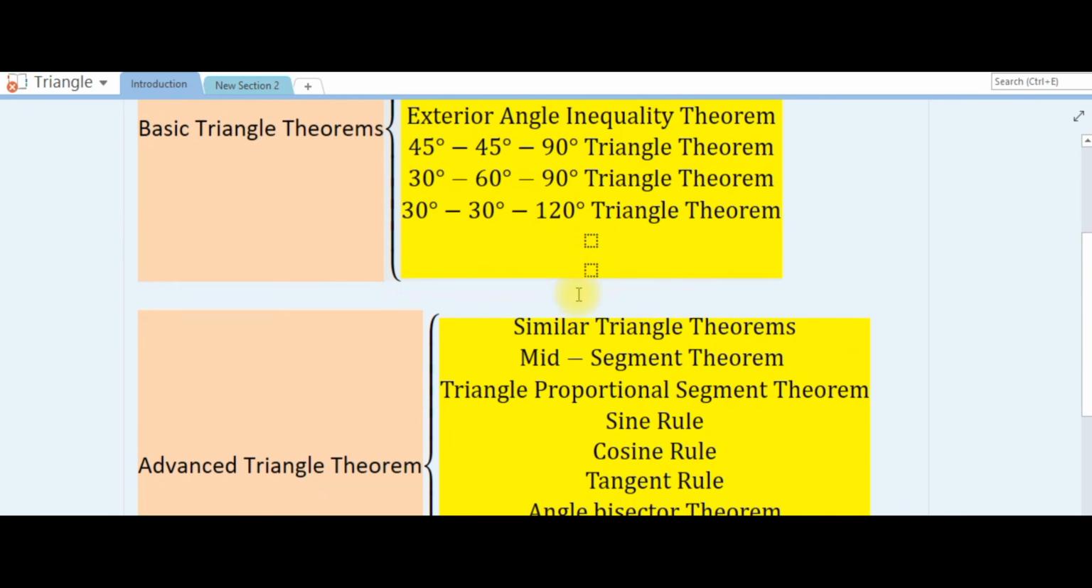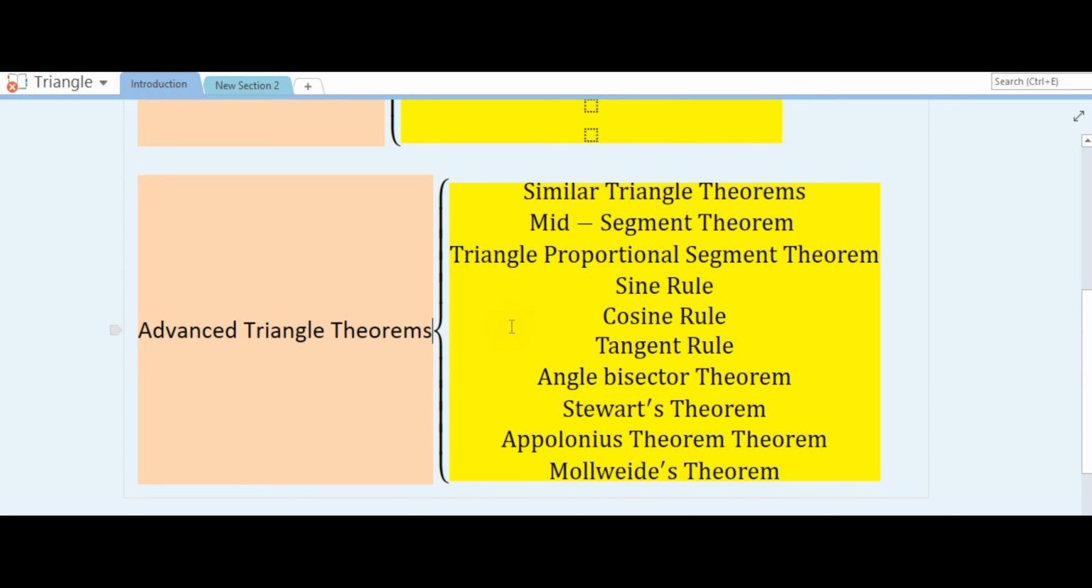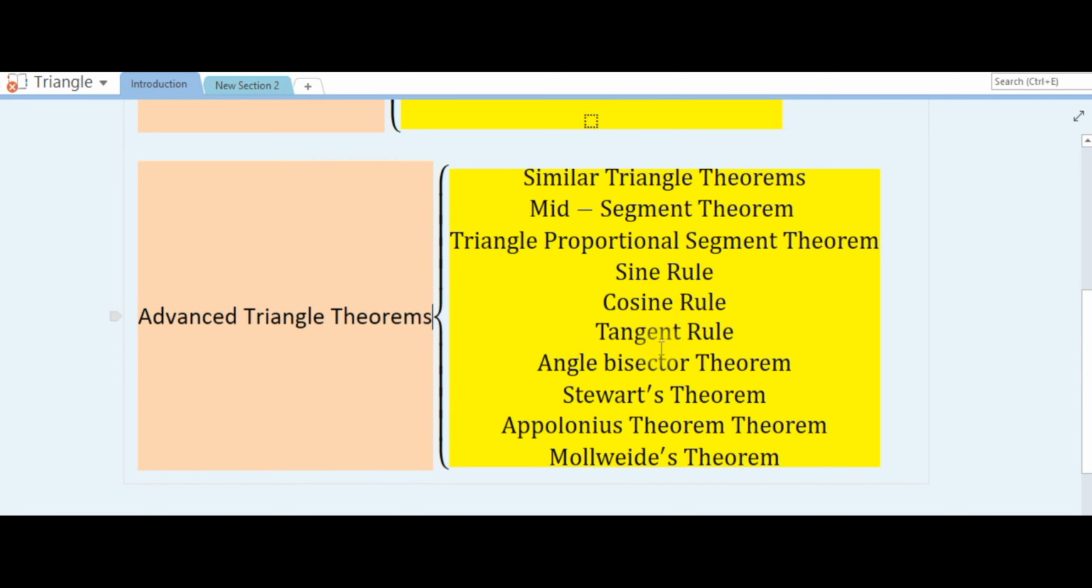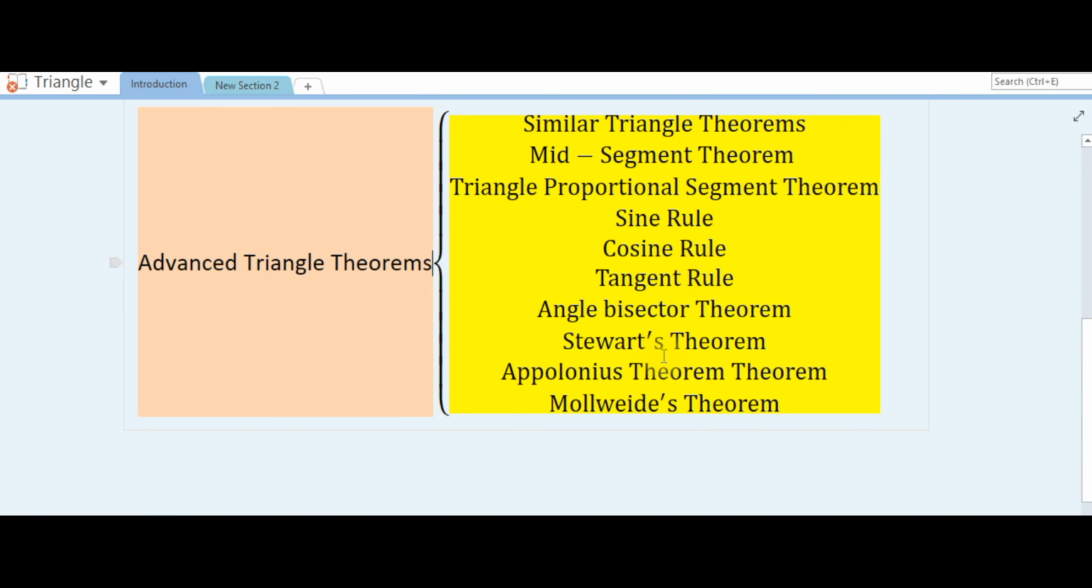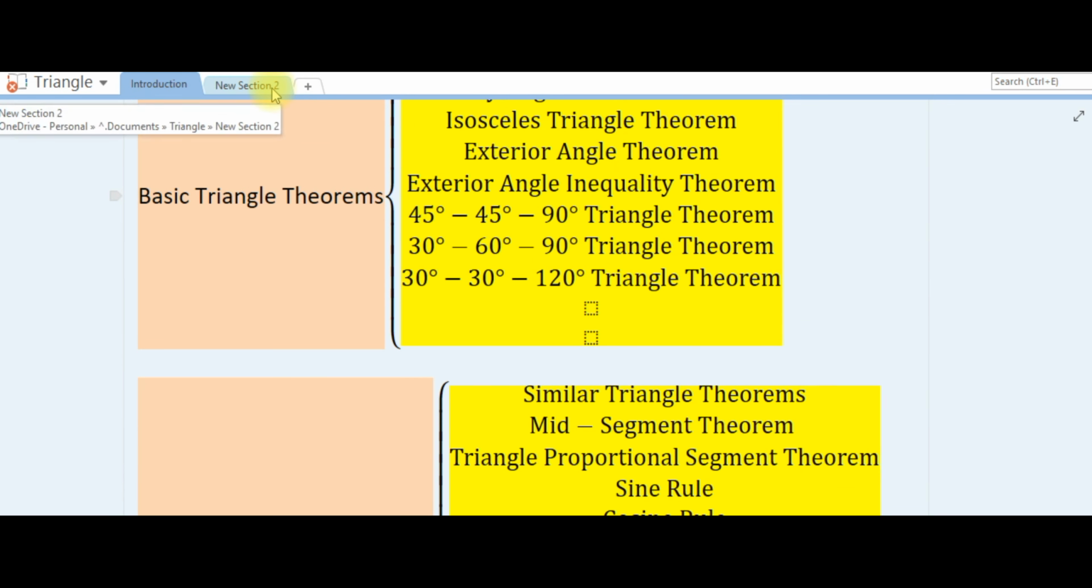While the second part, we have the advanced triangle theorems. The first one is similar triangle theorem, mid-segment theorem, triangle proportional segment theorem, sine rule, cosine rule, tangent rule, down to Mowis theorem. So we are starting with the basic ones.